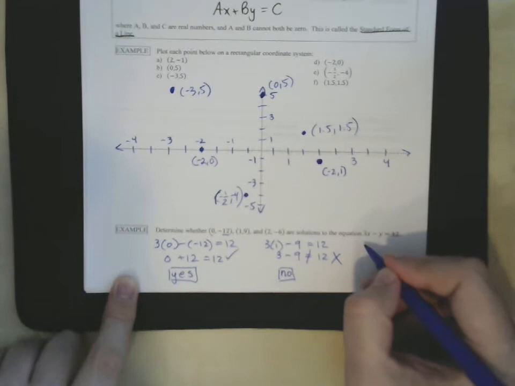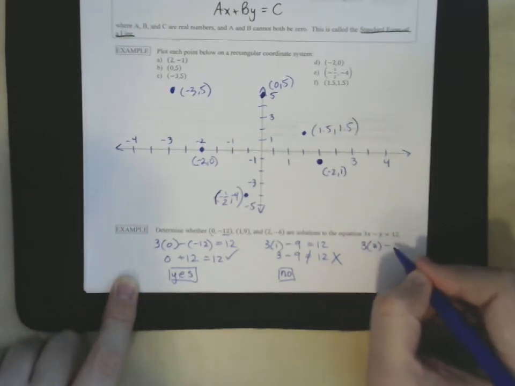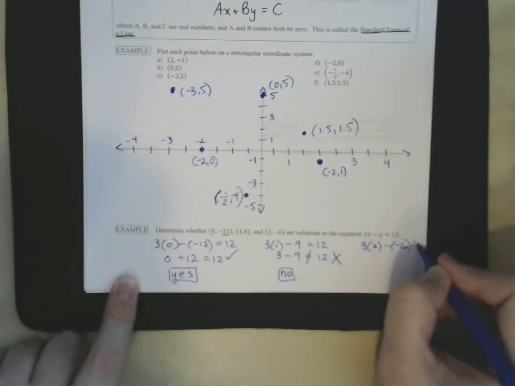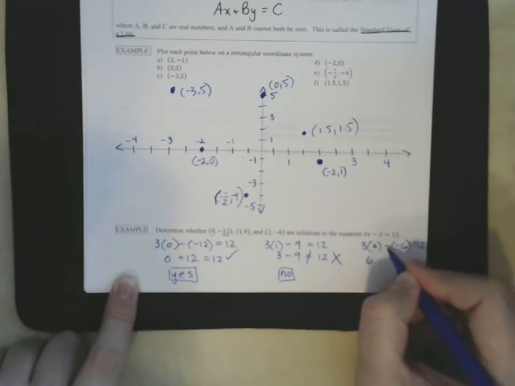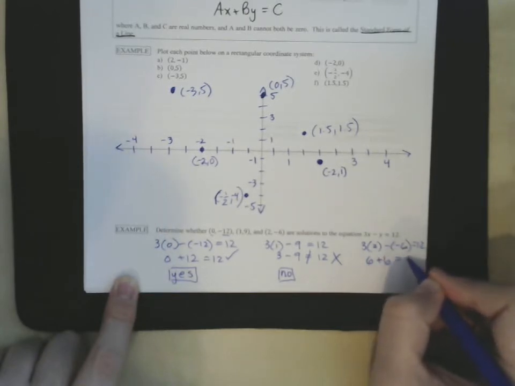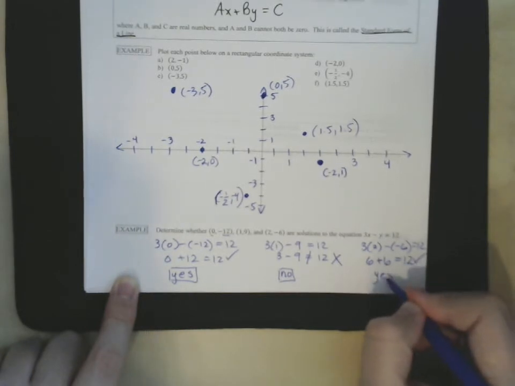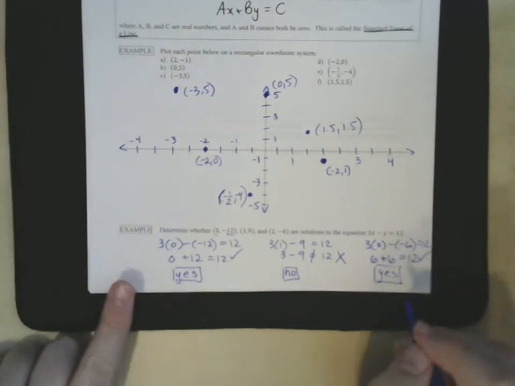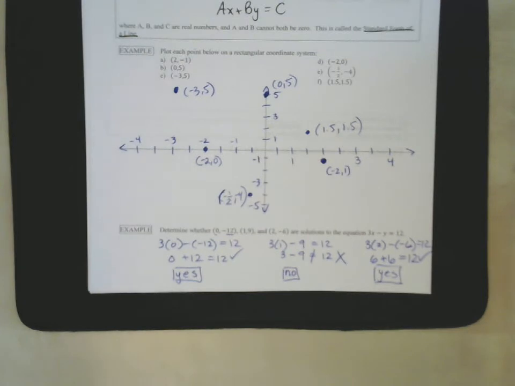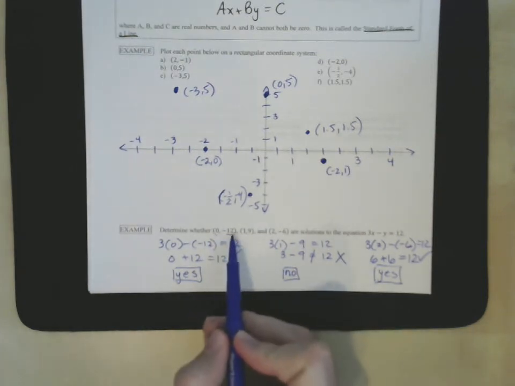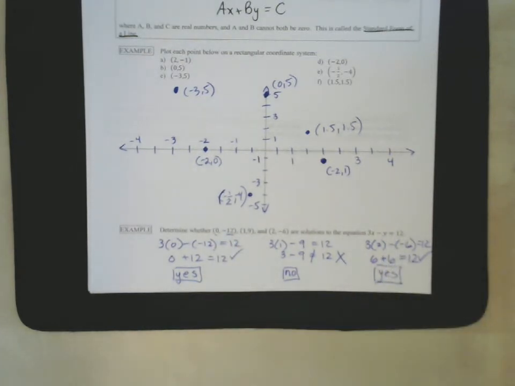And then finally, 3 times 2 minus -6 should equal 12. 3 times 2 is 6, minus -6 is plus 6, and 6 plus 6 is 12. So this, yes, is a solution. So when you're determining if a point is a solution, it's as simple as plugging those components back into your equation and simplifying. And you want to make sure that you end up with a true statement here.